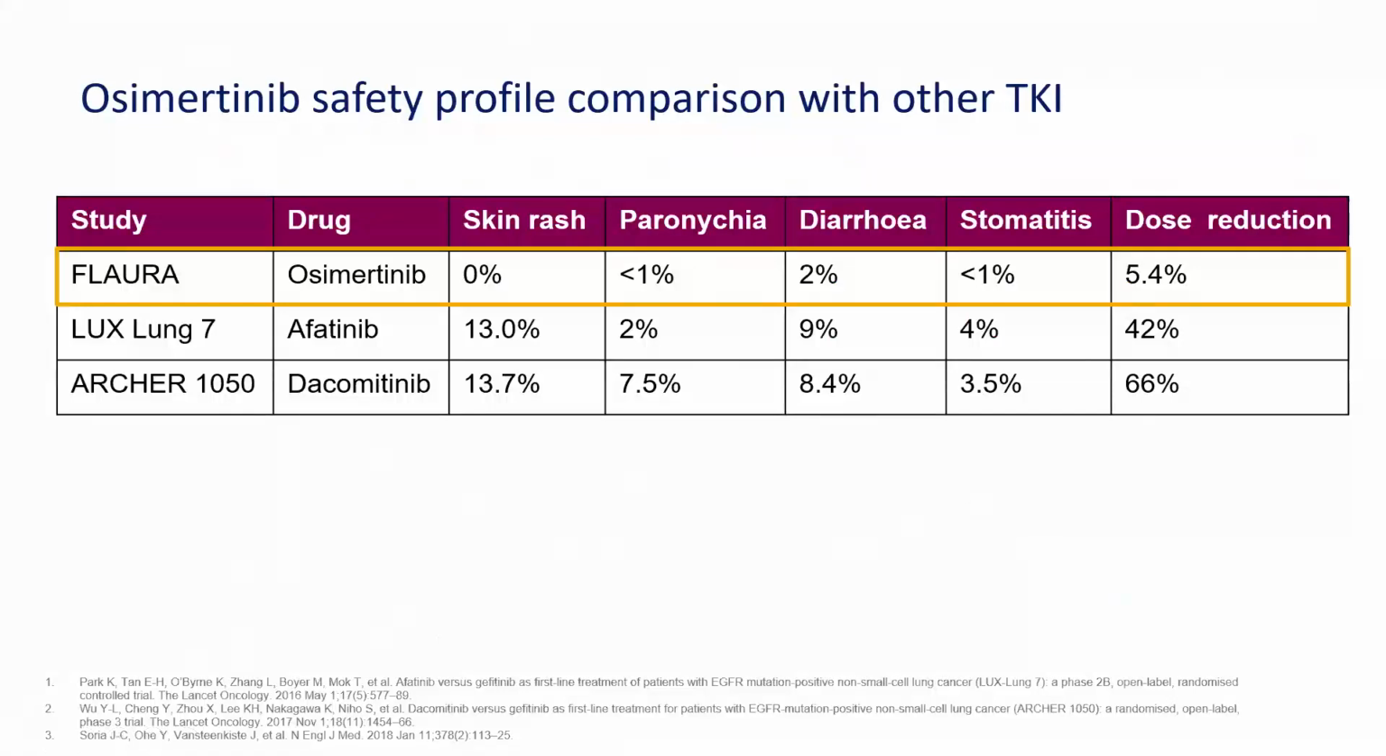Osimertinib safety profile: if you see, with Afatinib and Dacomitinib, significant side effects were noted. The grade 3 is also significant in the Dacomitinib trial. But with Osimertinib, the side effects are not profound, and they are comparable to first generation TKI.